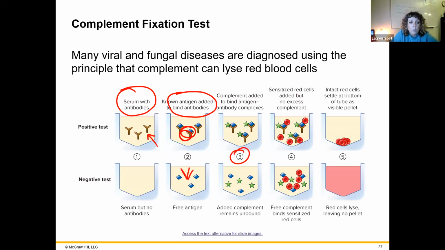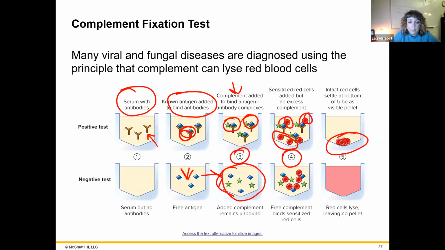So in step 3, we will add in complement. If you've had binding of antibody to antigen, forming those complexes, the complement will bind to that. And that's great. But if you didn't have that happening, which we didn't in number 2, down in the lower part, the negative test, we're just going to leave the antigen and the complement floating around in their own free will. There's no antibody to bind it up. If the antibody was able to bind it up, then essentially what we have here in number 4, we have distracted the complement, so it will not poke holes in red cells that we expose it to. They'll be fine. So we'll have intact red cells here.